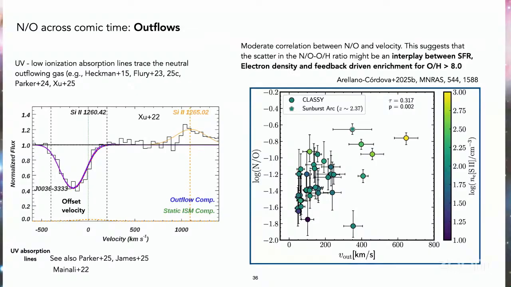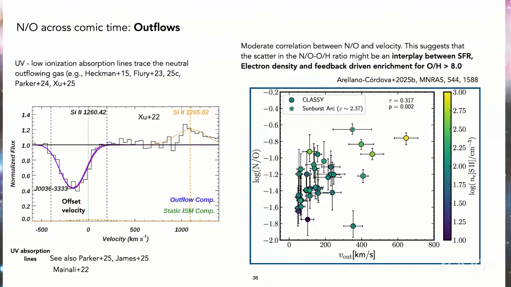we calculated the outflow velocity for the neutral gas using the silicon II absorption lines. We took this information for the outflow velocity and compared it with the nitrogen abundance. One thing we found is that high outflow velocity is correlated with nitrogen abundance. We have few galaxies, so maybe we can increase the sample to see the extension of this relationship. But for lower values, we also have a lot of dispersion.